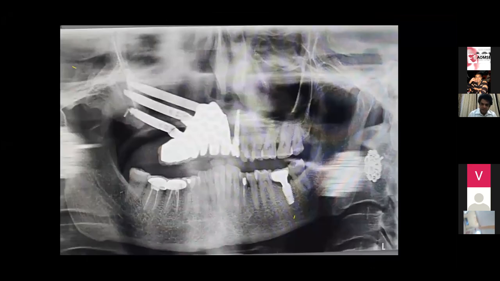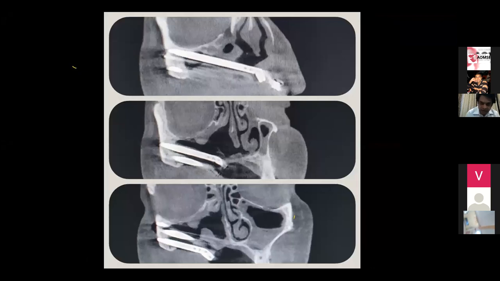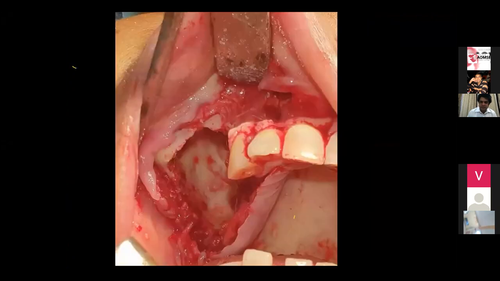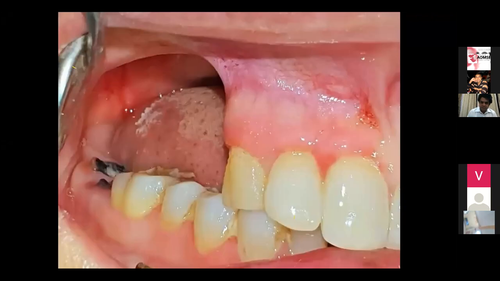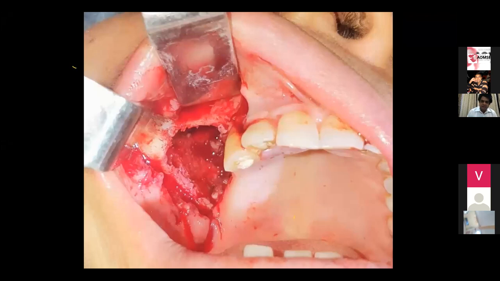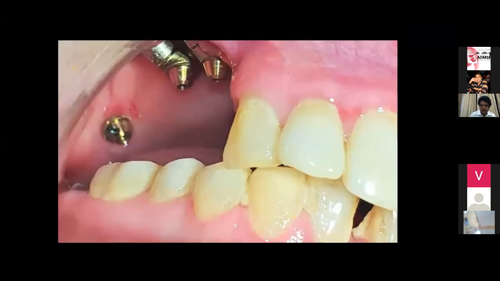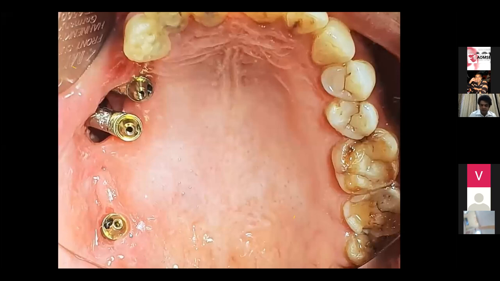You can see improvement in the prosthesis, improvement in the appearance. This was our final OPG, the three zygomatic implants and the anterior implant, and these are the CBCT post-ops. Another type of unilateral case, same thing we did. This is after healing. Since we didn't extract this pre-canine region, we could not bring our implant quite anteriorly. So we placed two zygoma and one pterygoid in this region.